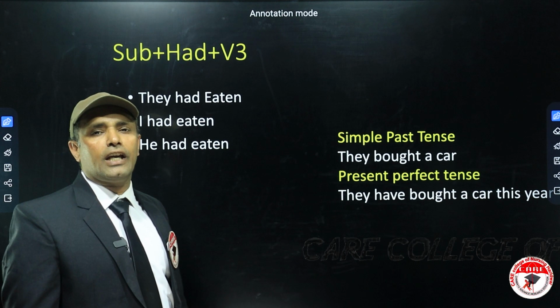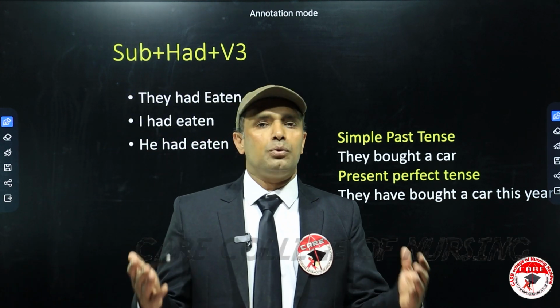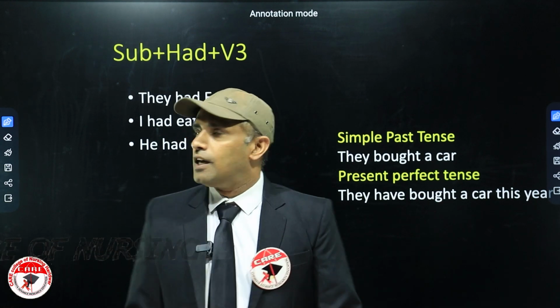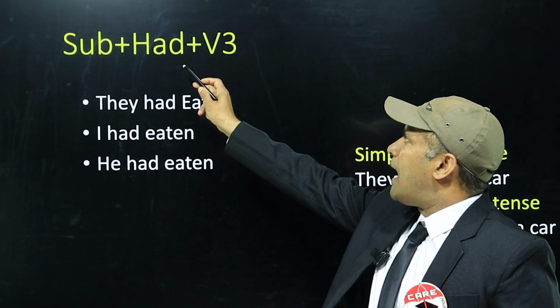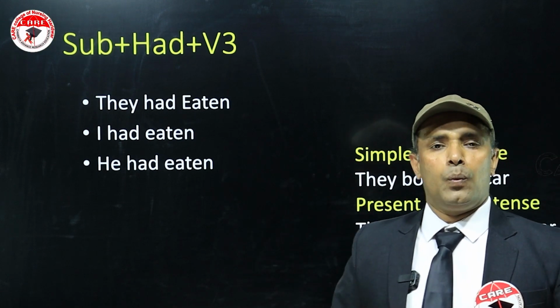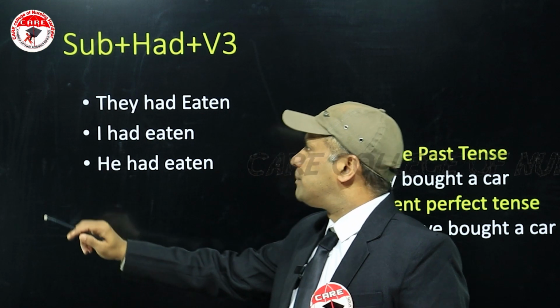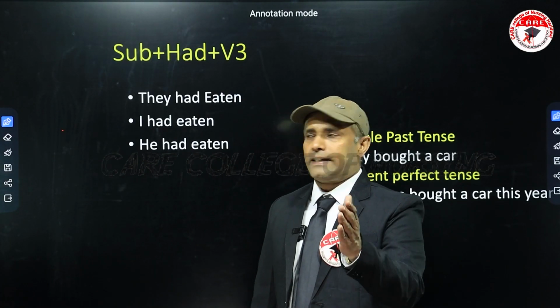Let's see where we can use past perfect tense. What is the use of past perfect tense? Okay, first let's see the structure of past perfect tense. Look at that. Subject plus had plus V3, which means third form of the verb. Okay, or past participle form of the verb.